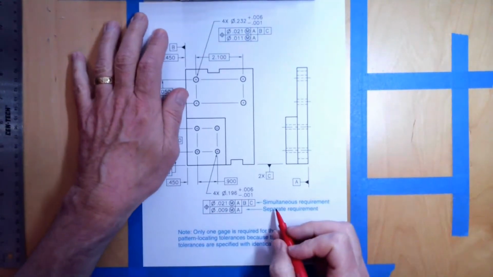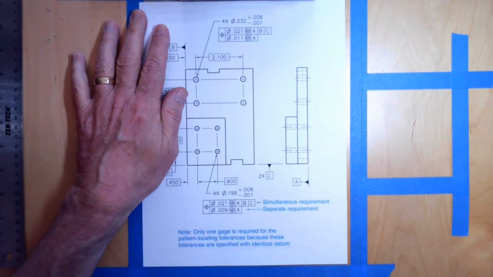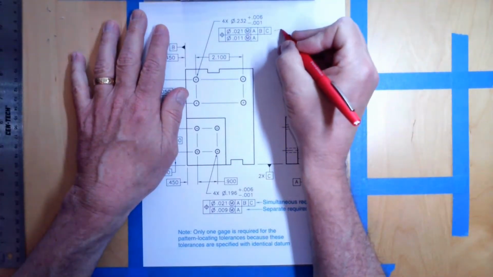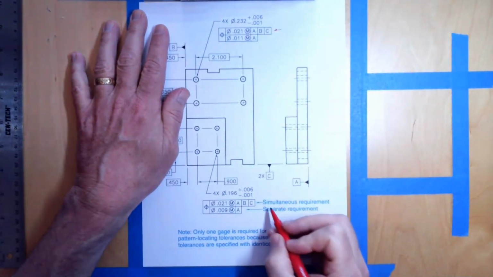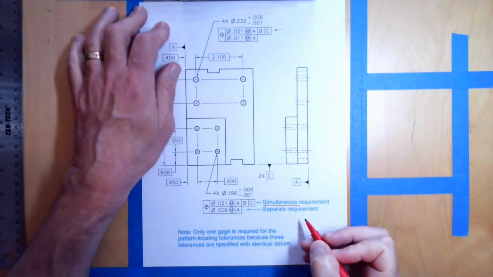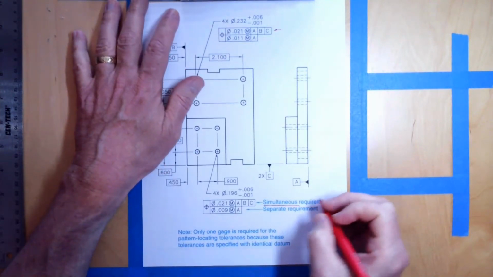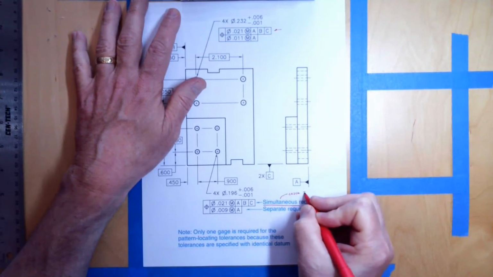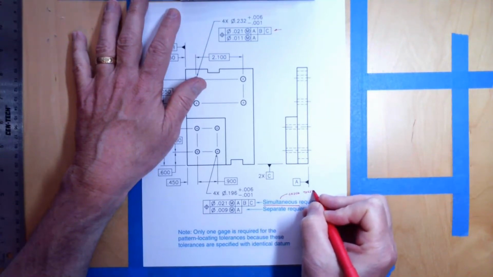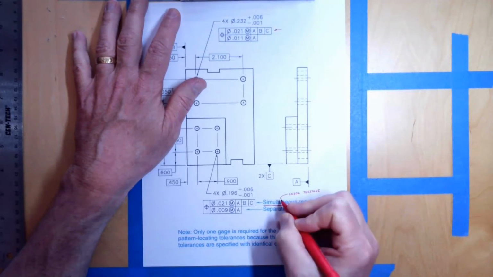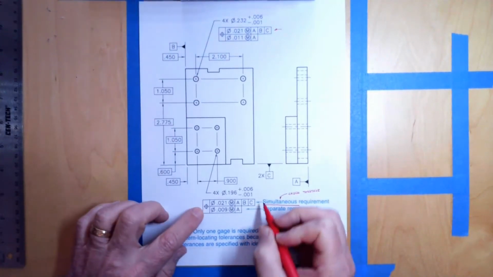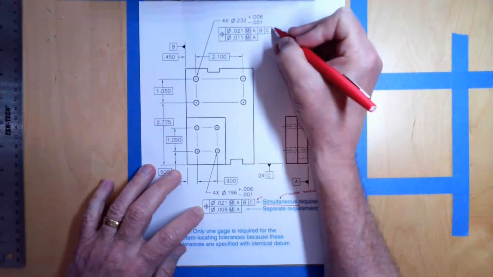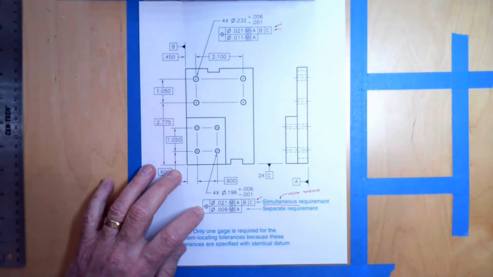All right. And then down here, again, we have ABC for the upper one and A for the lower one. Okay. Now, as it says right here, the upper segment has a simultaneous requirement. What that means is that we check them together. So we're going to check this and this at the same time with a single gauge. Okay?